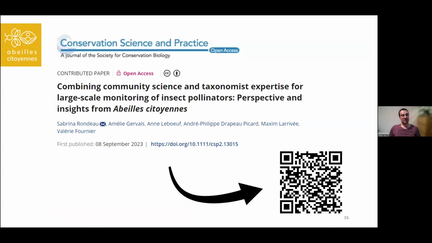We published a paper on this project. If you want to know more about it, I invite you to scan this code and check it out in Conservation Science and Practice, where we describe the perspectives and insights, so more details about what I'm telling you today.